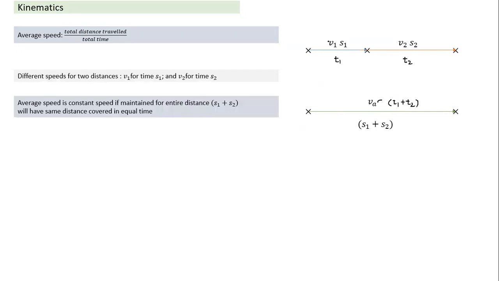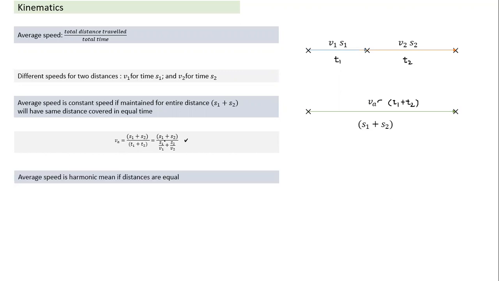So I can replace these two speeds for the entire duration, the entire distance, with one common speed. If we simply substitute, the average speed is total distance by total time. Total distance is S1 plus S2. Total time is T1 plus T2. But what is T1? T1 is S1 by V1 and T2 is S2 by V2. We simply substitute those values, very simple calculations.